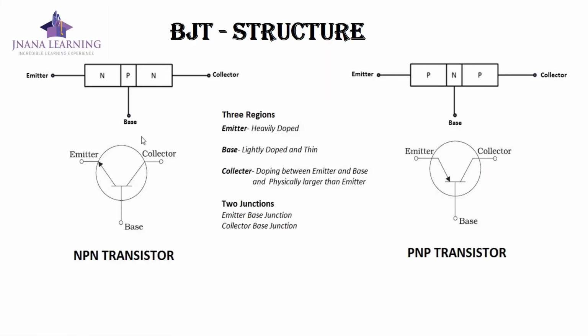So here is the structure of NPN transistor and PNP transistor. In an NPN transistor, a P region is sandwiched between 2 N regions. That is, here the emitter is an N region, the base is a P region and the collector is an N region. And in the case of a PNP transistor, an N region is sandwiched between 2 P regions. The emitter is a P region, the base is an N region and the collector is a P region.